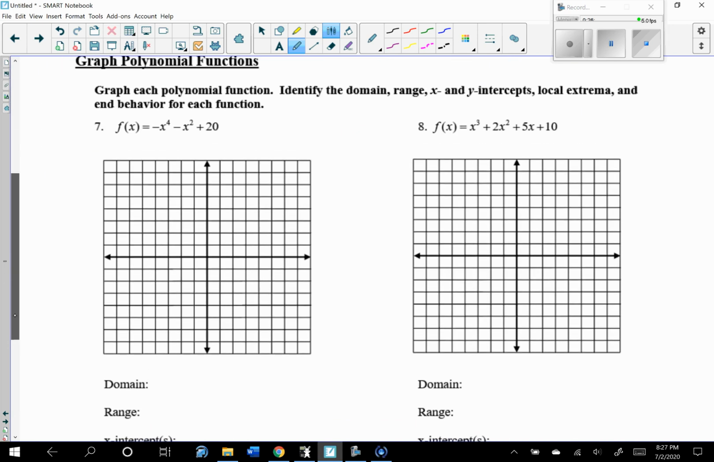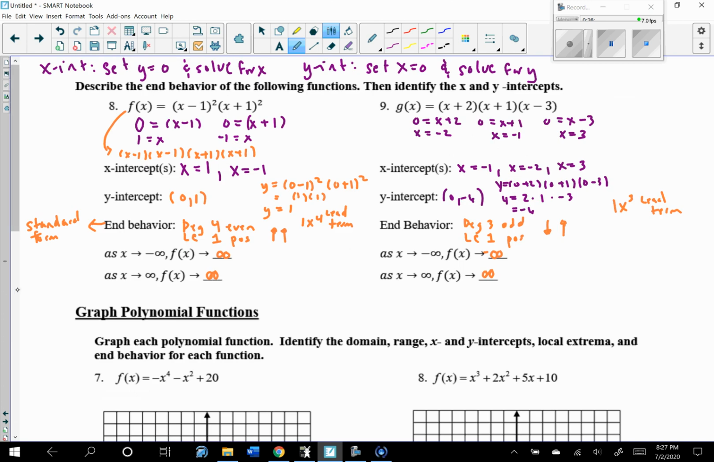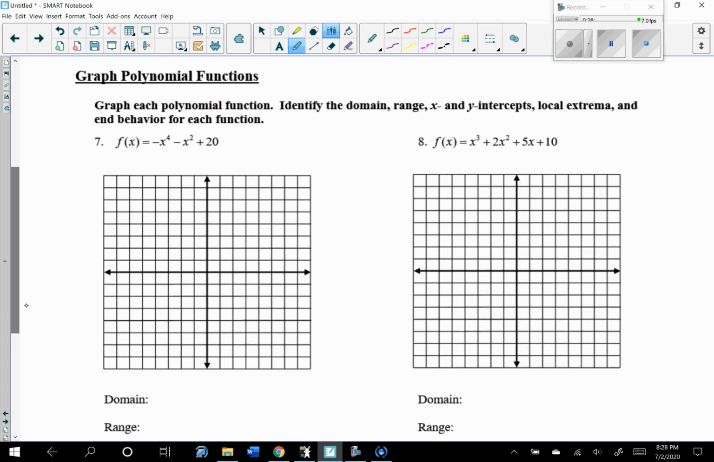All right, so let's go ahead and take a look at the graph. Graph each of the polynomial functions, identify the domain, range, x and y-intercepts, local extrema, and the end behavior for each function. Remember, local extrema just means the maximum or the minimum values.